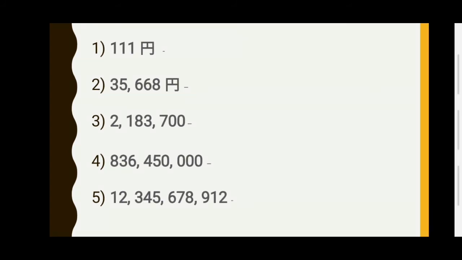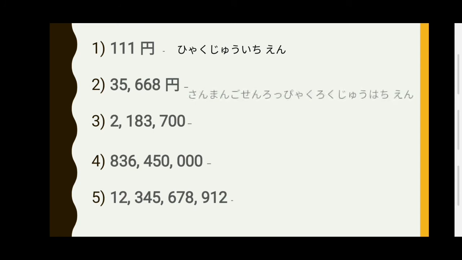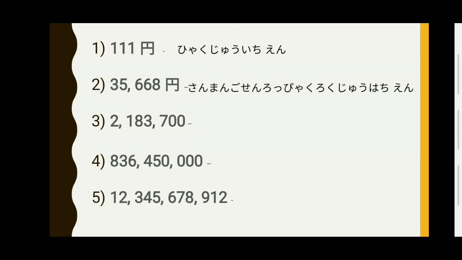Hai, jikan desu. Kotaemashou. Ichiban. So we have 111 yen. So in Japanese, it is hyaku juichi-en. Niban, 35,668 yen. Japanese, sanman gosen roppyaku rokuju hachi-en.